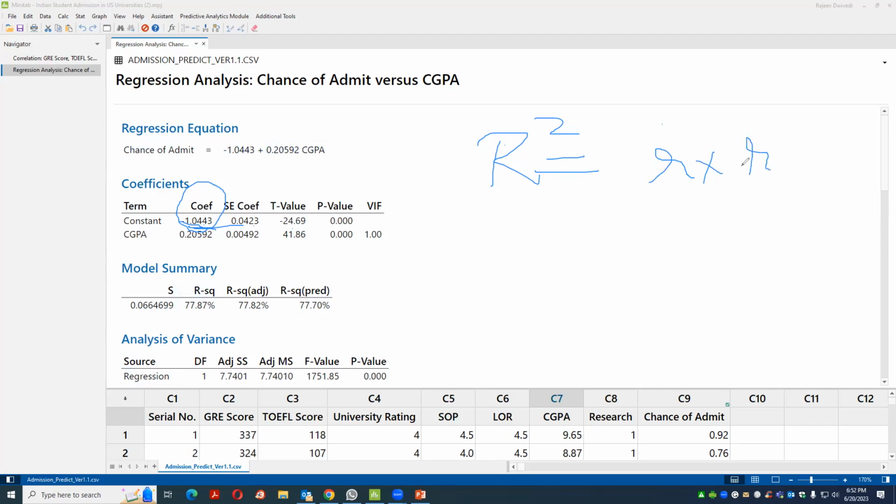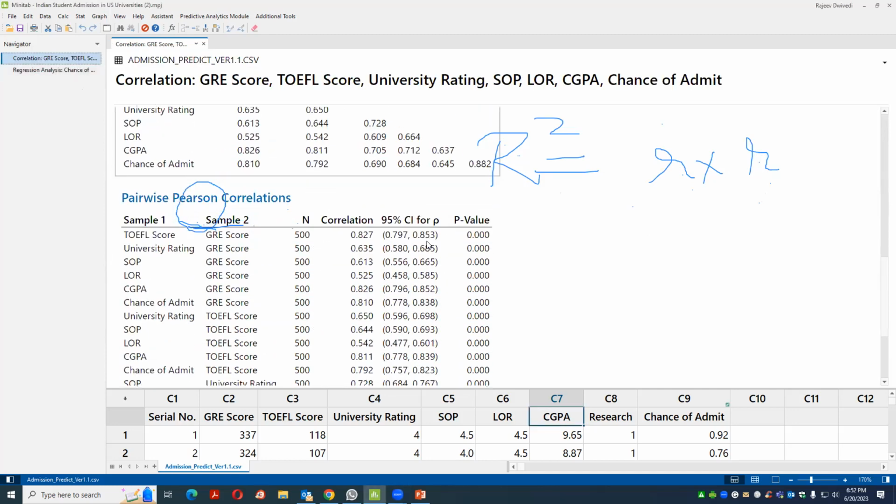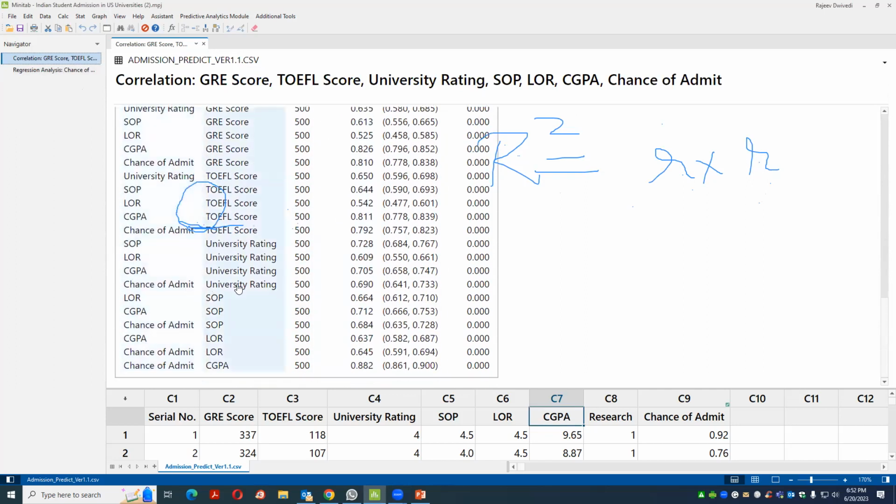Coefficient of determination depends on the correlation coefficient. If you multiply this and this, let's see. So what is the correlation coefficient between chance of admission and GPA? Let's see from here. Okay, so here you can see chance of admission and GPA. What is the value? 0.882.